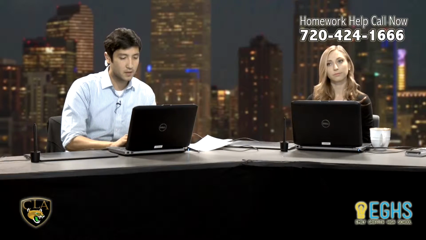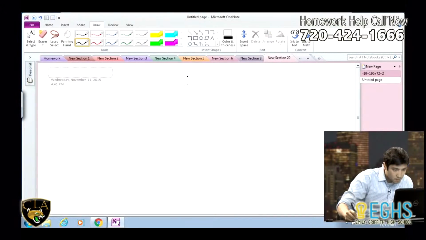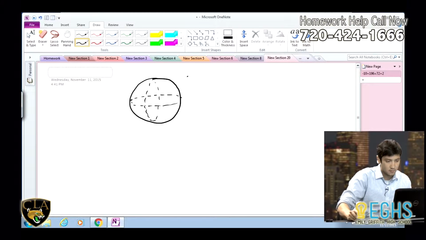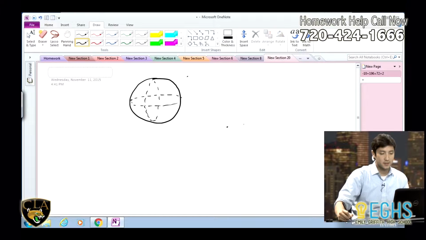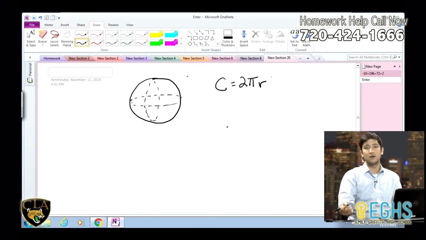So if I have a sphere, if you go to my board here, I'm going to try my best to draw what it kind of looks like. All right, so it's kind of this three-dimensional shape. So the circumference of a sphere is going to be this equation, c equals 2 times pi times r.